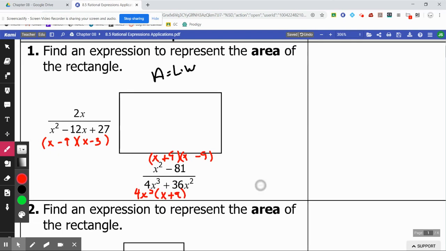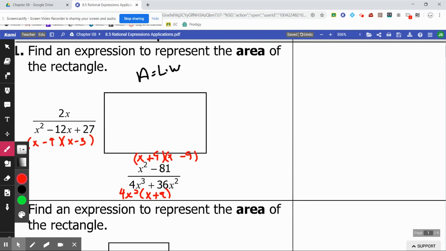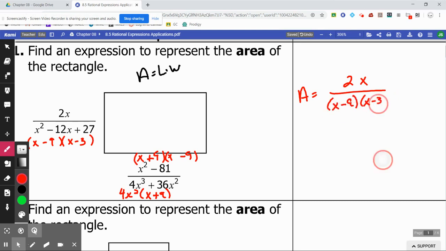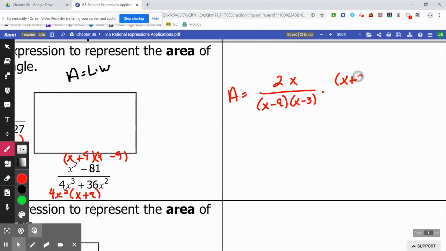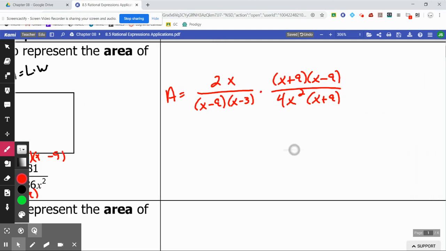So therefore, in order to find the area, now that we have it factored, we're going to multiply length times width. So area will equal the length times the width, so 2x over the factored form, x minus 9 times x minus 3, times x plus 9, x minus 9, over 4x squared times x plus 9. So there's your length times width.